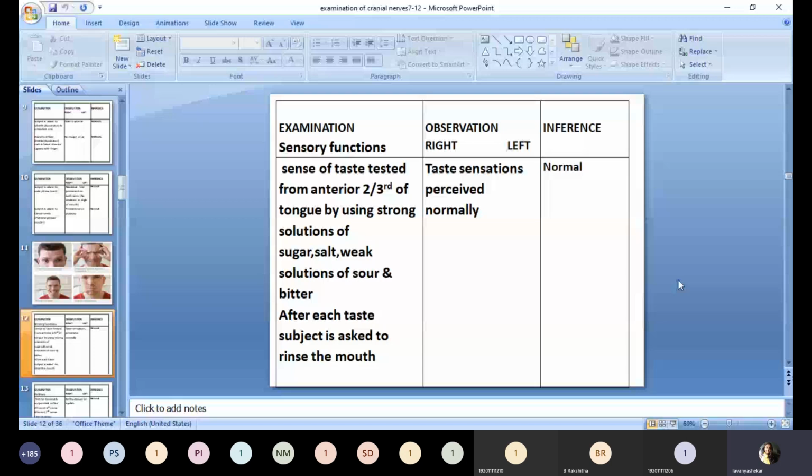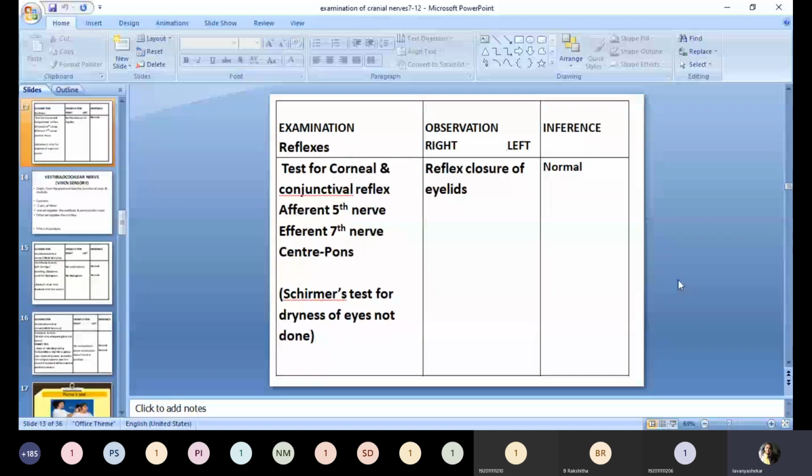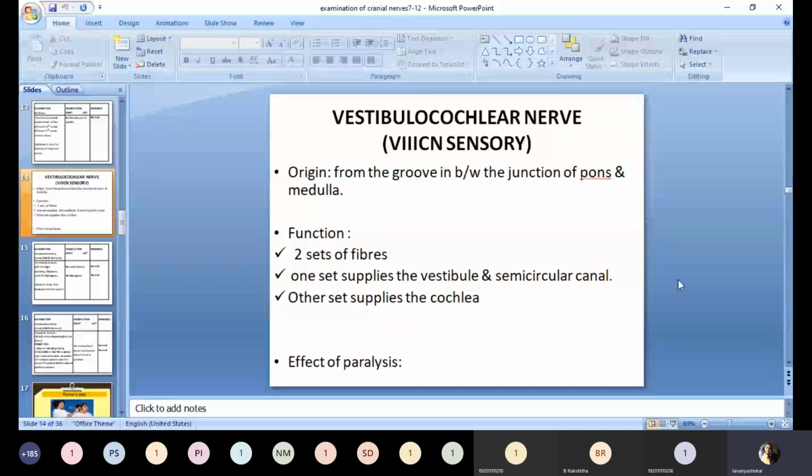Then you're going to check for the corneal and the conjunctival reflex, because here the afferent is your 5th nerve, whereas the efferent is your 7th cranial nerve. Also the Schirmer's test, mainly to test for xerosis or xerophthalmia, that is the dryness of the eye, which we are not actually doing in the classroom setting. So this is all about the 7th cranial nerve.